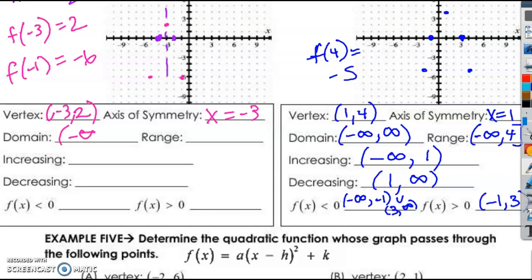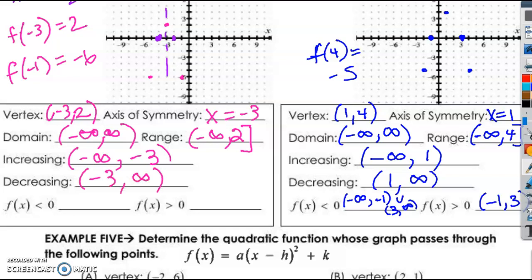The domain is -infinity to +infinity. The range is from -infinity all the way up to and including the highest y value on this graph, which is 2. It's increasing from -infinity all the way up to that turning point at -3, and decreasing from -3 to infinity.